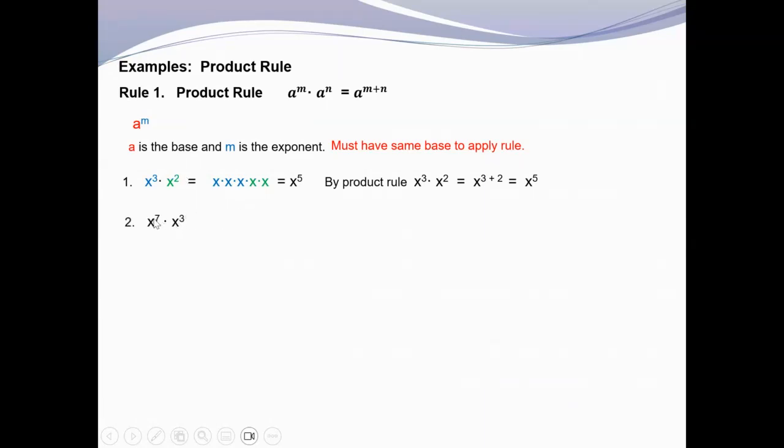For example, x to the 7th times x to the 3rd will just be x to the 10th. They have the same base, equals x to the 10th power.